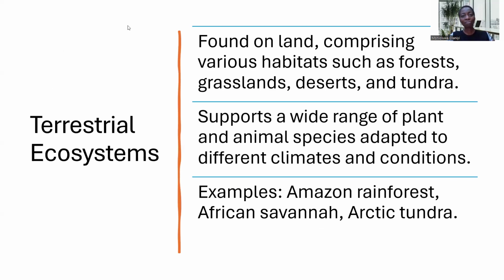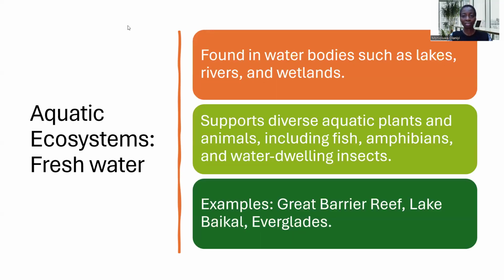Terrestrial ecosystems are found on land. They comprise various habitats such as forests, grasslands, deserts, and tundra. Terrestrial ecosystems support a wide range of plant and animal species, and these species are adapted to different climates and conditions of the environment. Examples include the African savanna and the Amazon rainforest.